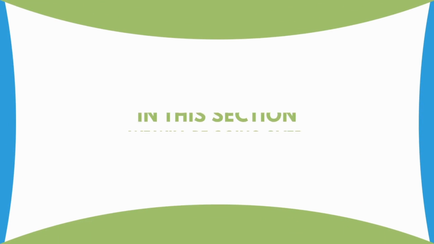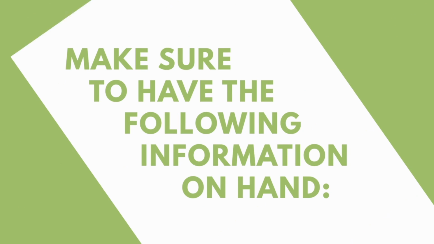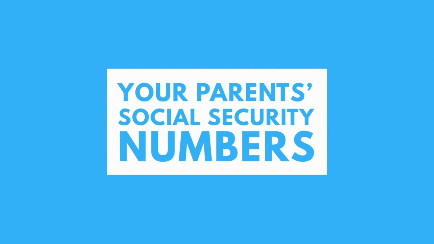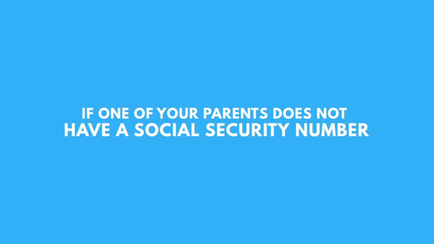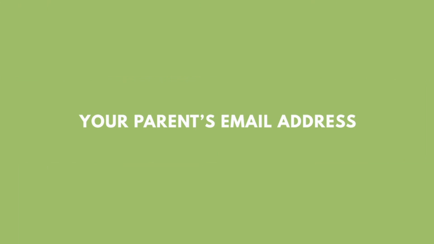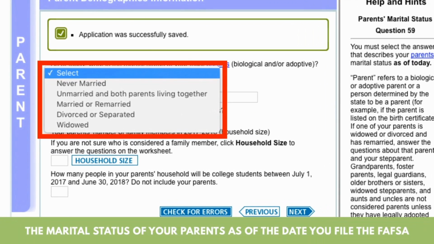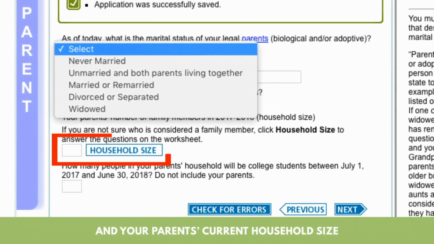In this section, we will be going over parent demographics. Before you begin, make sure to have the following information on hand: your parents' social security numbers. If one of your parents does not have a social security number, enter all zeros. Your parents' email address, if they would like an email confirmation of your FAFSA submission. The marital status of your parents as of the date you filed the FAFSA, and your parents' current household size.